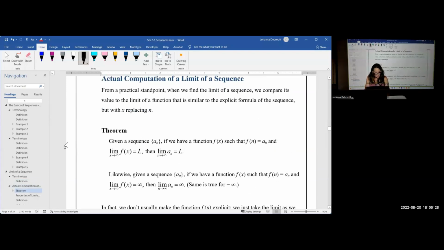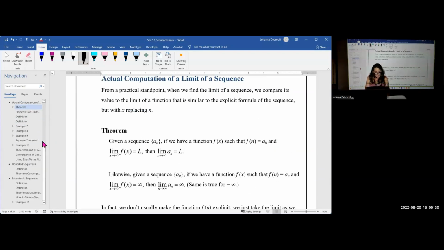Let's now talk about the actual computation of a limit of a sequence. From a practical standpoint, when we want to find the limit of a sequence, we can think of it as a function, and we take the limit of a function that would be the same as the sequence if we had n replaced with x. So we treat it as if it were a function. We don't typically rewrite it in terms of x, but we treat it like it's a function of n, and we just take the limit as we did in Calculus 1.